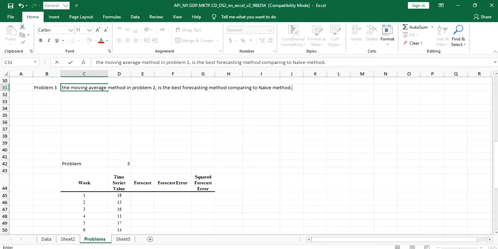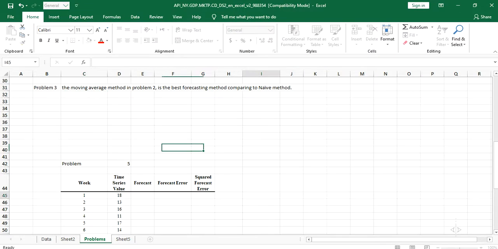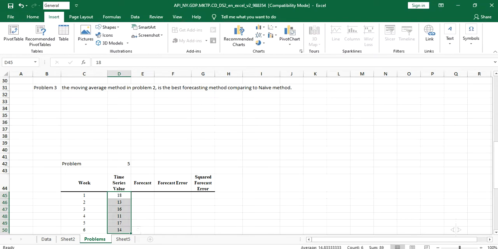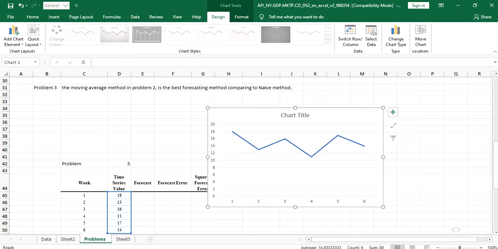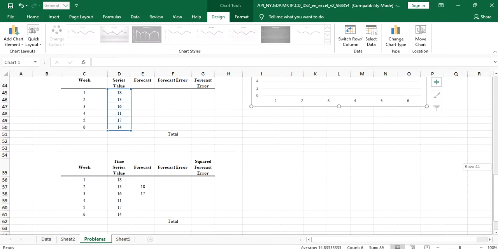So now the last problem, problem 5. Given the same data, the question is asking us to construct a time series plot. What type of pattern exists in this? So we will do that. Okay, so let's plot it. Insert. I'm doing it in this way because there's no way to do it manually over here. So the data is following a horizontal pattern. Okay, let me write the answers over here.